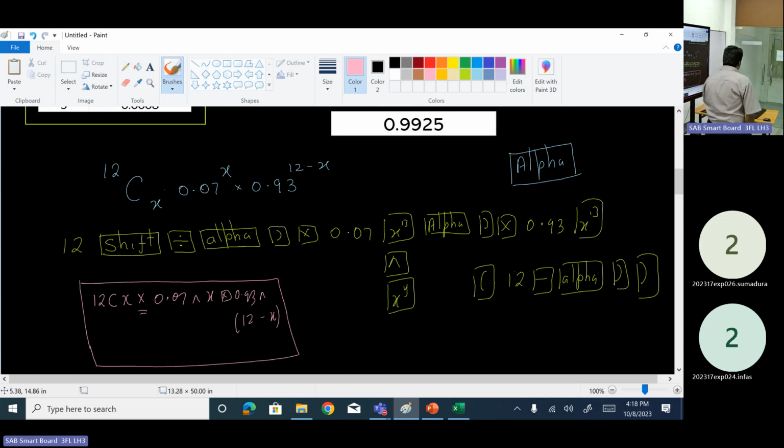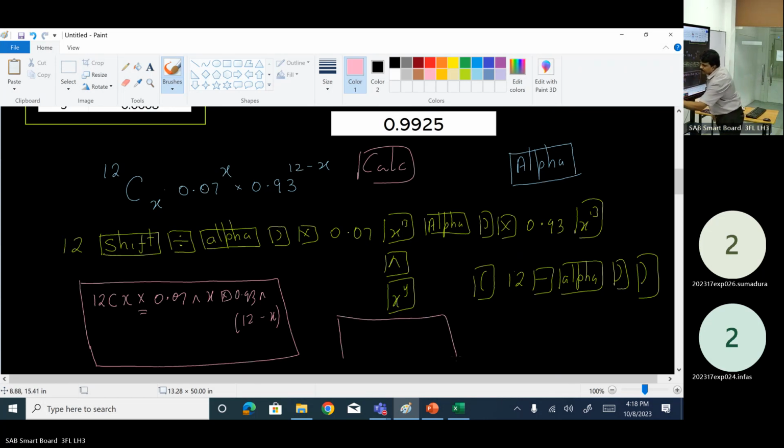Right. Function given. Now, when this is appearing on your screen, don't press any other key. You have this calc key. When this is appearing on your calculator screen, press the calc key. When you press the calc key, your screen will ask x equals what.